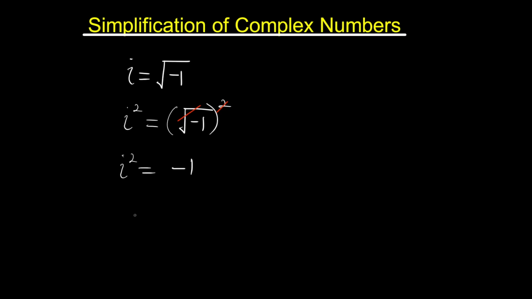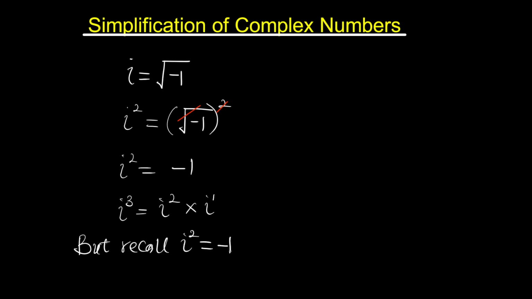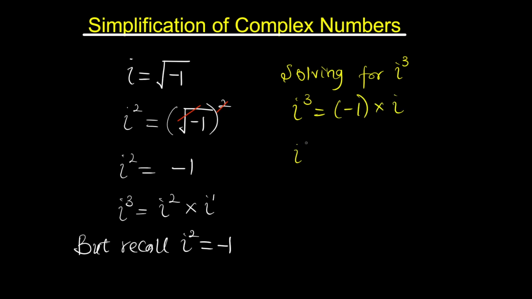Let's simplify i cubed. Our i cubed could be reduced to i squared times i to the power of 1. But recall that i squared is equal to negative 1. Proceeding further, if we substitute the value of i squared, we are going to have negative 1 times i. Our i cubed will be equal to negative i.